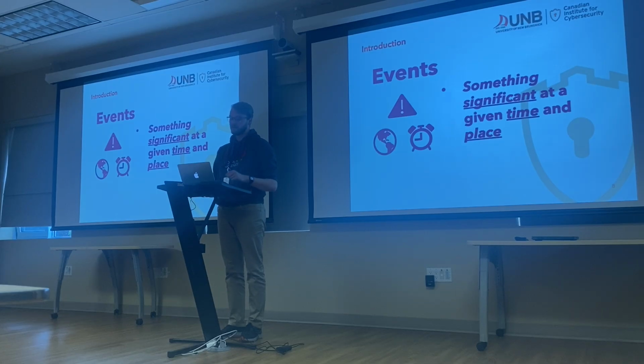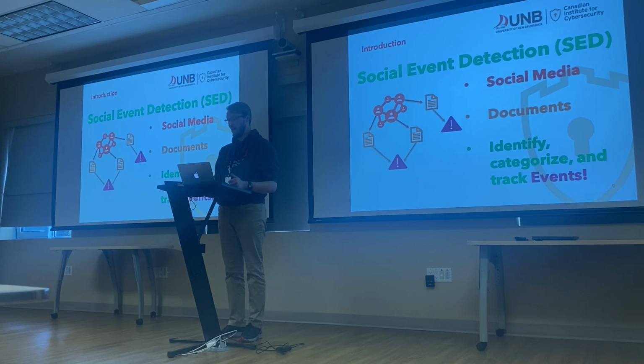The best definition we have is something significant that happens at a given time and place. So we need some measure of significance, we need some measure of location, and then we need some measure of time. In social event detection, or SED, they bring all of these things together so that if we have social media, we can produce or extract documents from that that are also produced by humans or maybe machines. And then we can also use these documents within their social setting that they were extracted from to identify, categorize, and track different events that might be occurring in the world, presumably in real time.